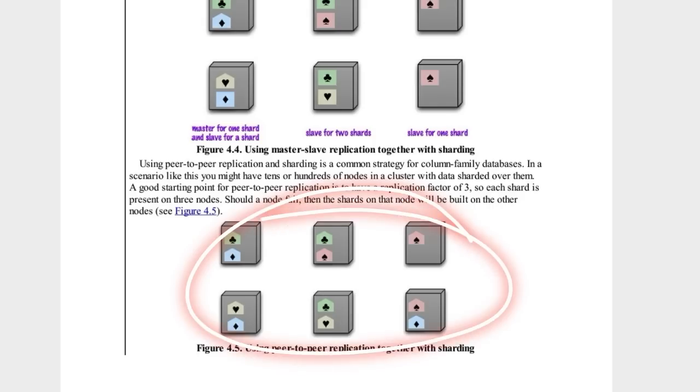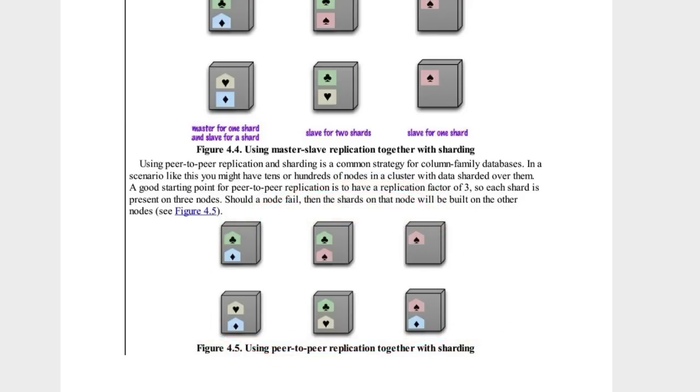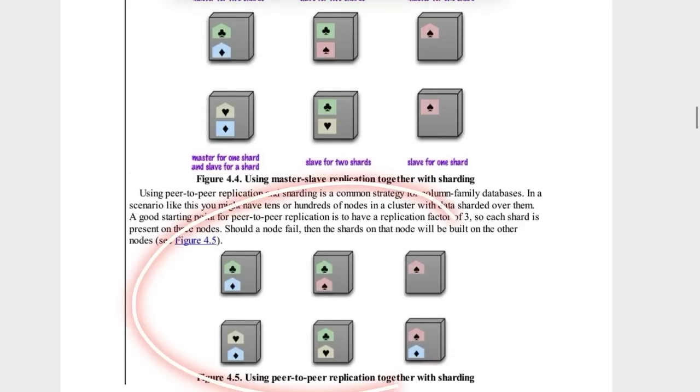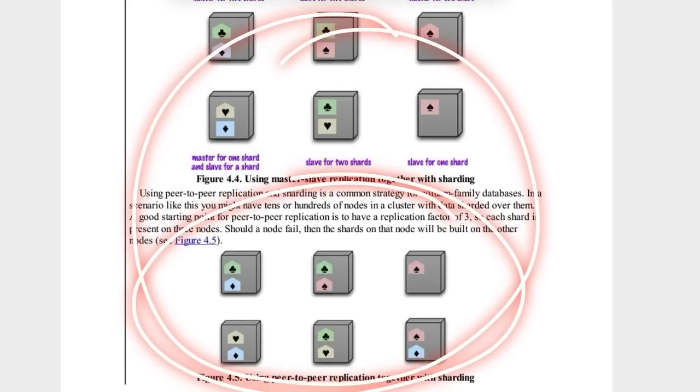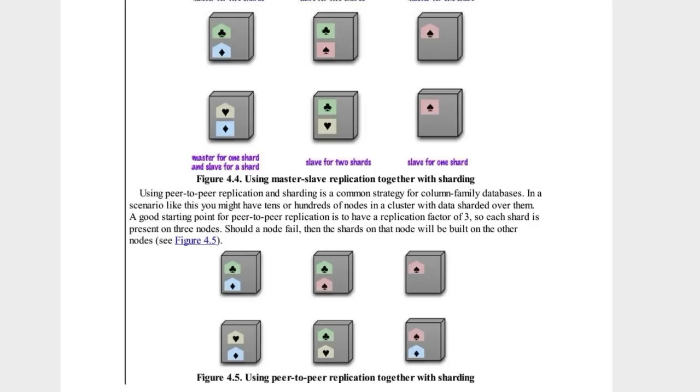We can say that if a node fails, then the data from that node will still be available from the other nodes that have replicated the shard. This approach applies both to master-slave and to peer-to-peer. It is useful when systems require high availability and resilience. It also helps to balance the load, as the data is distributed equally across multiple nodes.